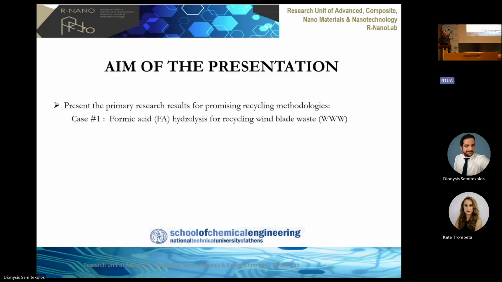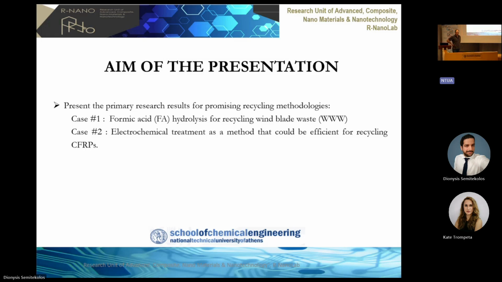The aim of this presentation is to present the primary research results from our laboratory in two promising recycling methodologies that we developed recently. The first one is formic acid hydrolysis for recycling wind blade waste. And the second case is electrochemical treatment as a method that could be efficient for recycling carbon fiber reinforced polymers.